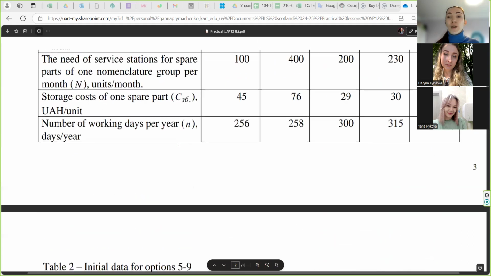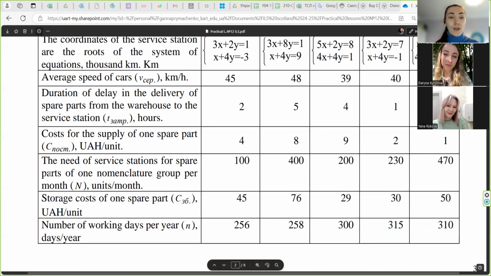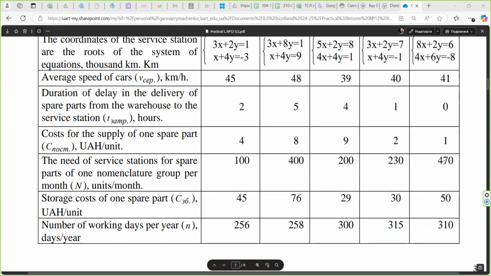For Darina, for example, we find this parameter, third from the end. For your variant it will be 470. But it is units for 1 month, and we need to multiply this parameter by 12 because during the year we have 12 months. So we need to multiply it and write in our first step: 470 multiplied by 12, and the result in units per 1 year.